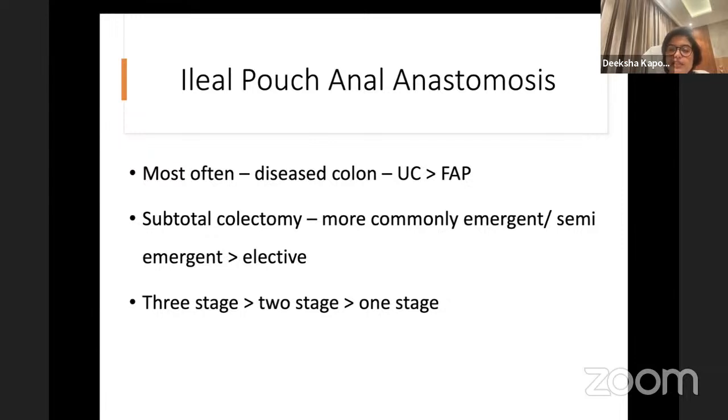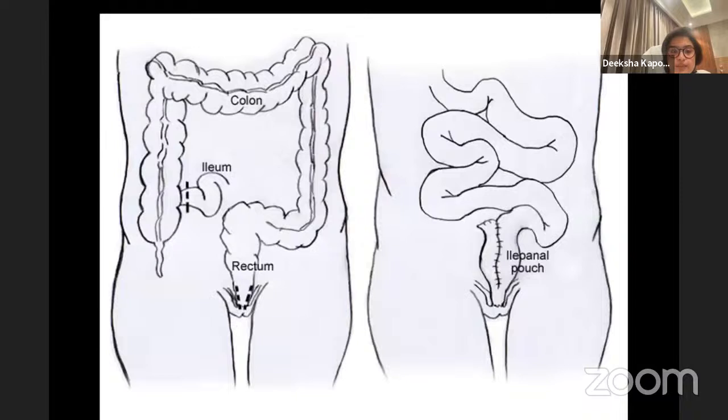Whenever we are operating in a semi-emergent or emergent setting, we end up doing a subtotal colectomy, and that leaves us open with the option of either proceeding with a three-stage procedure, that is a subtotal colectomy followed by a completion proctectomy, a pouch, a stoma, followed by stoma closure, or a subtotal colectomy followed by a completion proctectomy and pouch without a stoma. So we can have an option of a three-stage or a modified two-stage. But another way to look at it is whether we are looking at a three-stage, two-stage, or one-stage procedure, one-stage being the most uncommon kind of staging that's done.